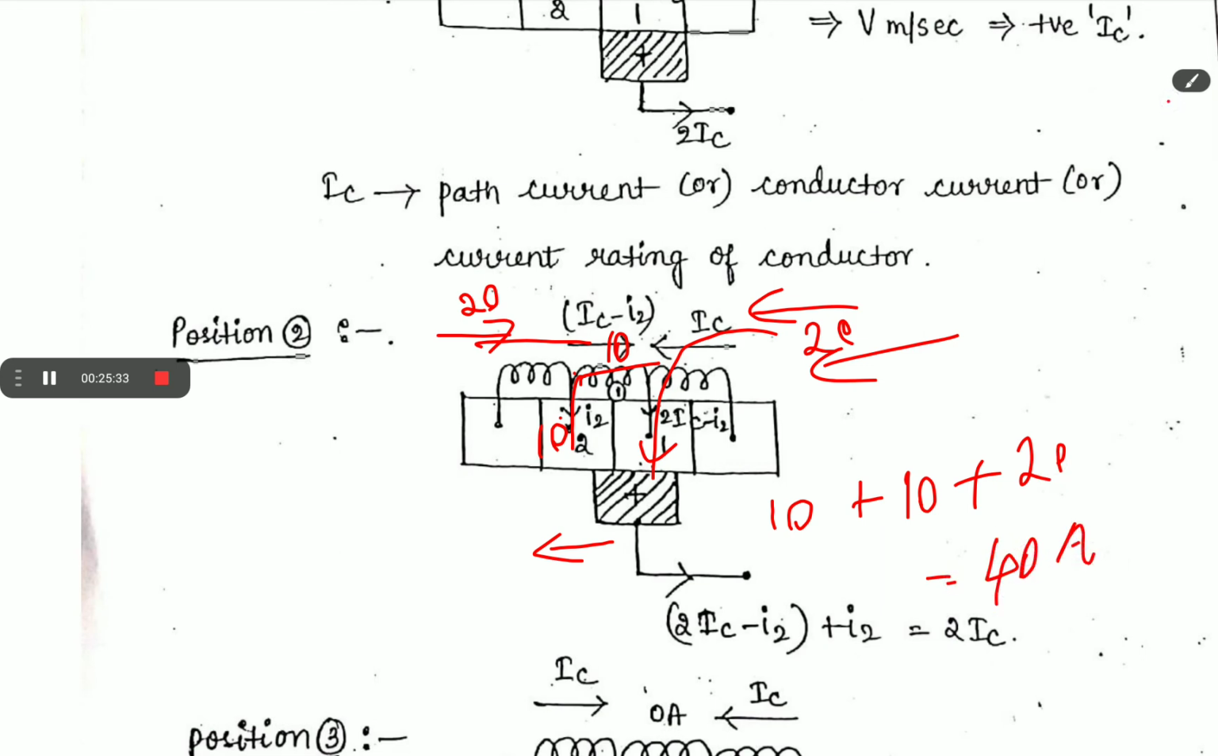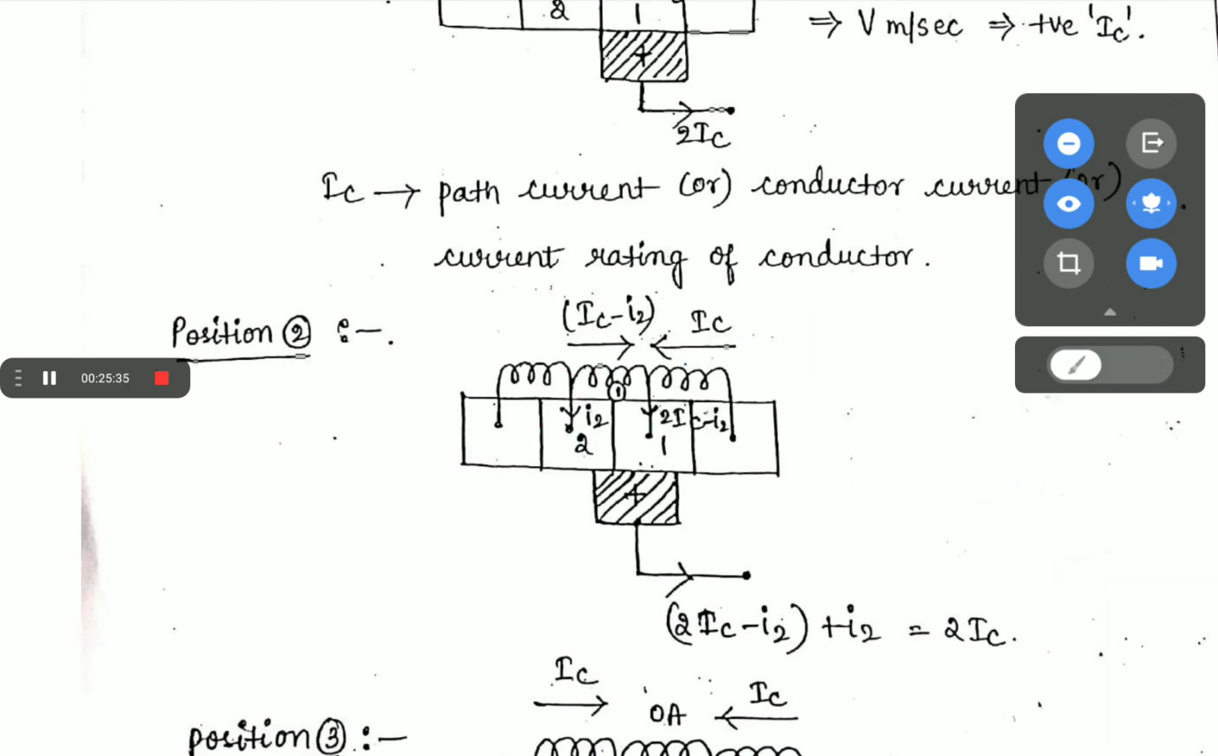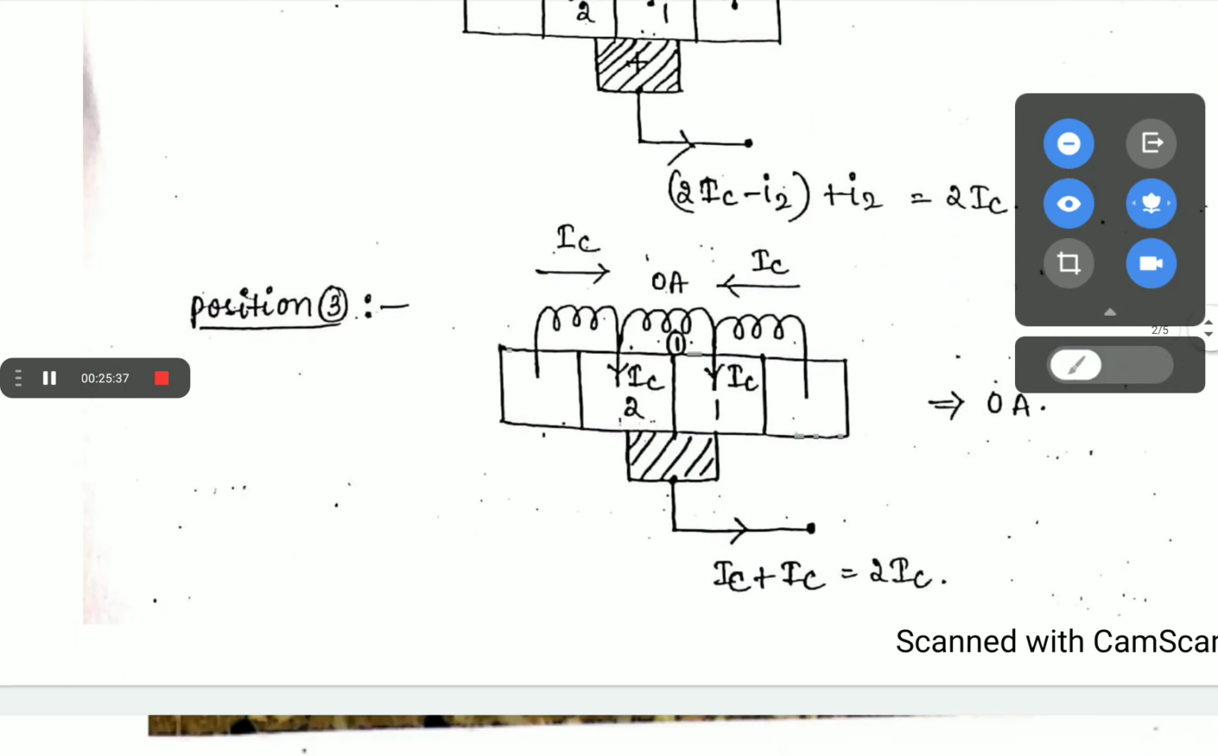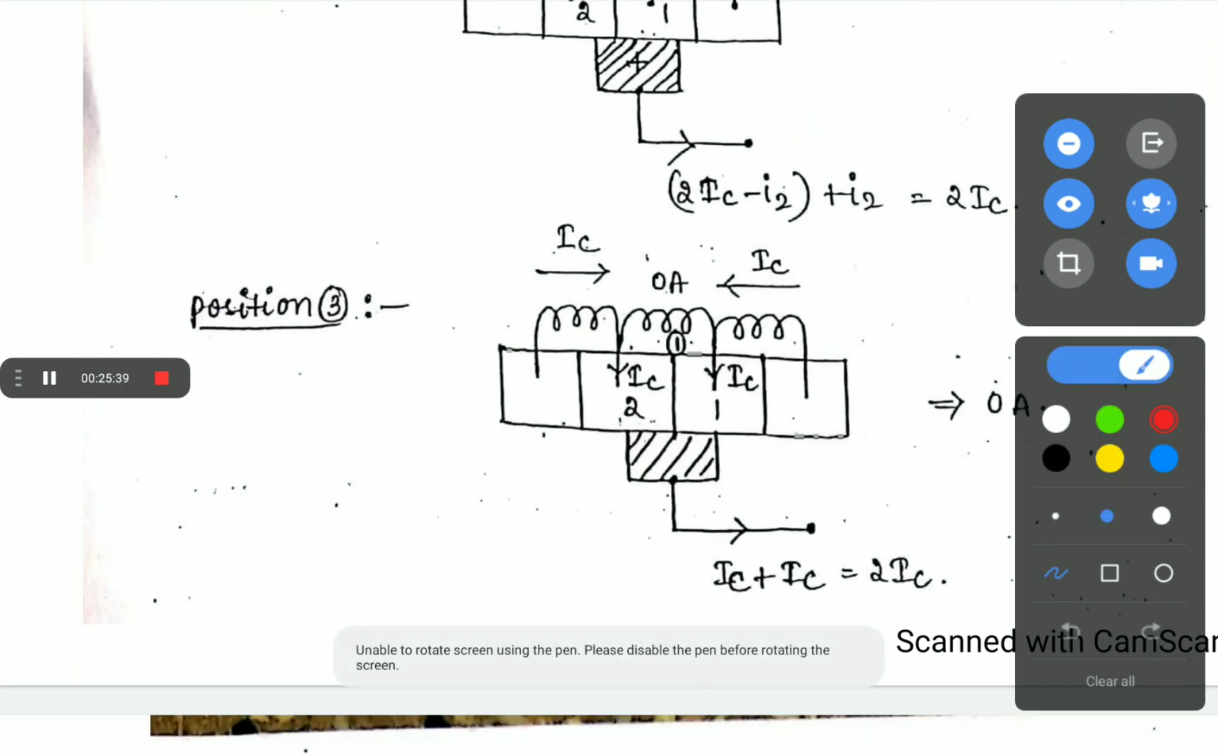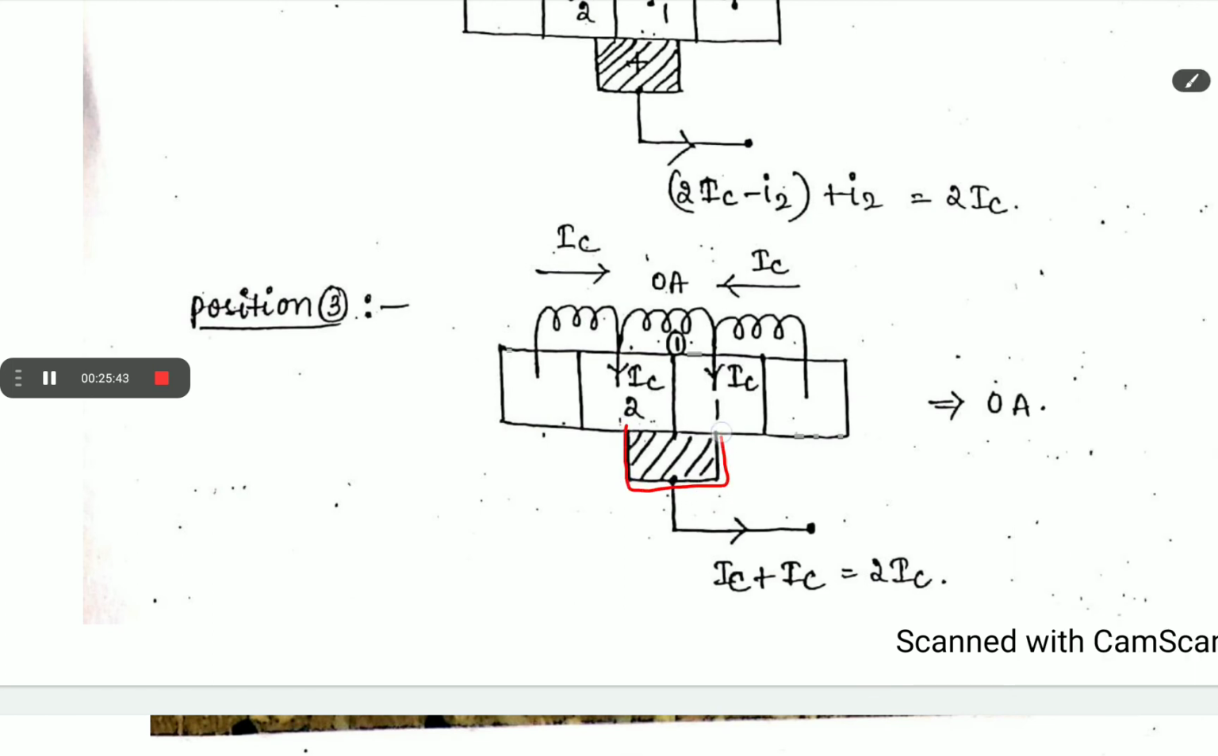Okay. Then at the next position, this is the commutation period. Actually, this brush will come at the middle of coil 1. Okay, with the brush coming to the middle of coil 1, what will happen?